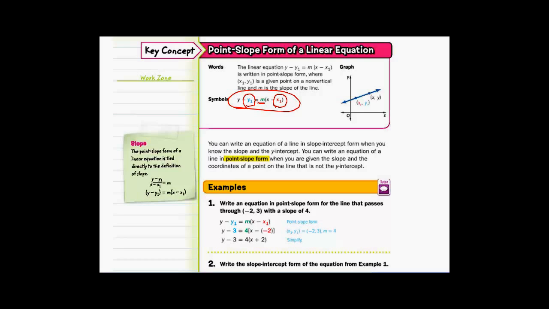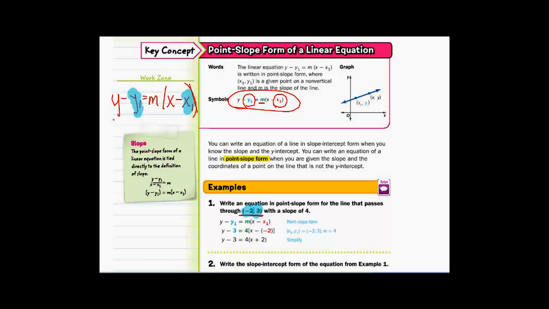All right, so if I have this example one right here, write an equation in point slope form for the line that passes through this point with a slope of 4. So basically you are filling in the blanks. y minus y1 equals m times x minus x1. It's supposed to be parentheses. We are filling in the blanks. I told you that the y1 and the x1 are basically the x and the y out of your point.